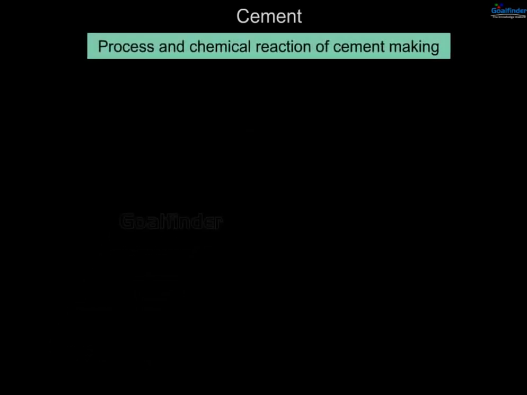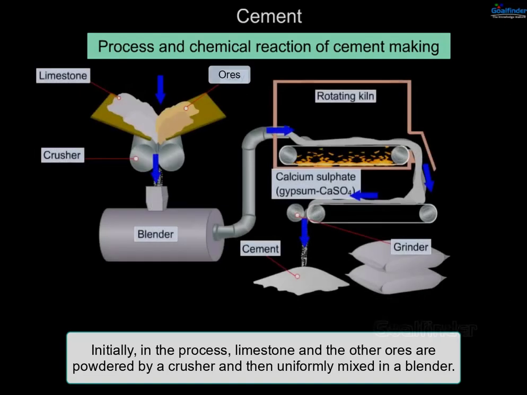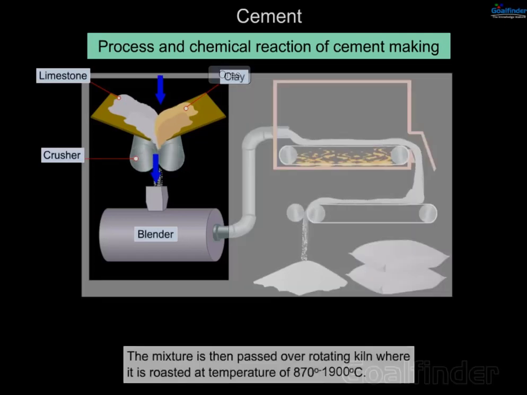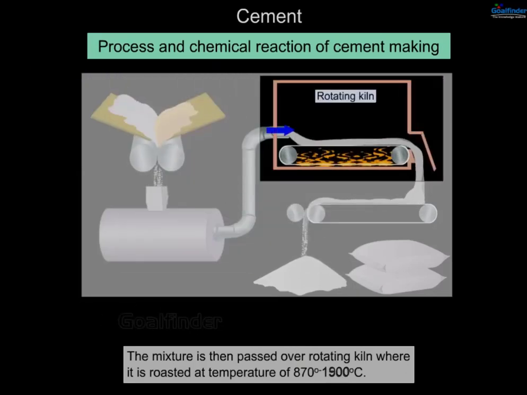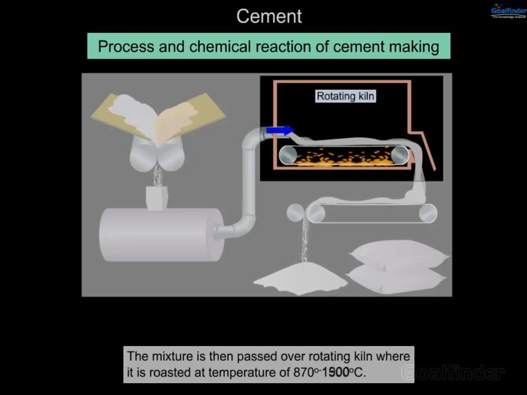Process and chemical reaction of cement making. Initially in the process, limestone and the other ores are powdered by a crusher and then uniformly mixed in a blender. The mixture is then passed over rotating kiln where it is roasted at temperature of 870 degrees to 1900 degrees Celsius.